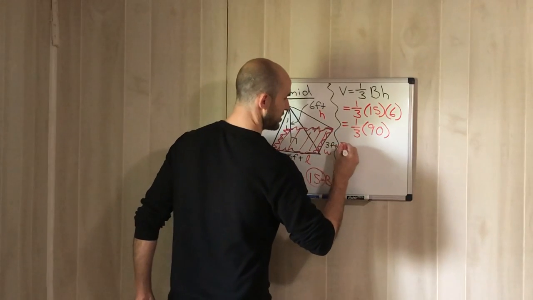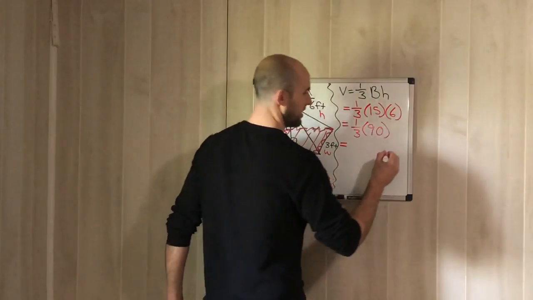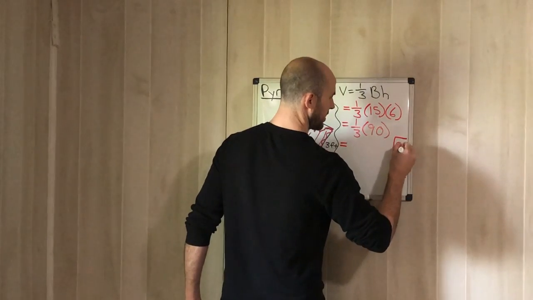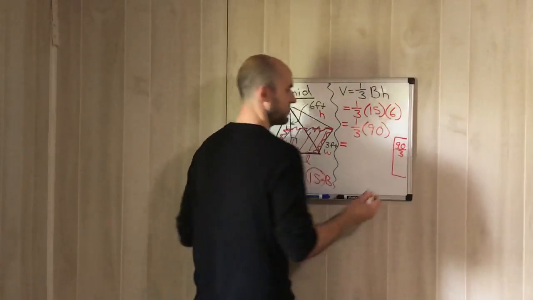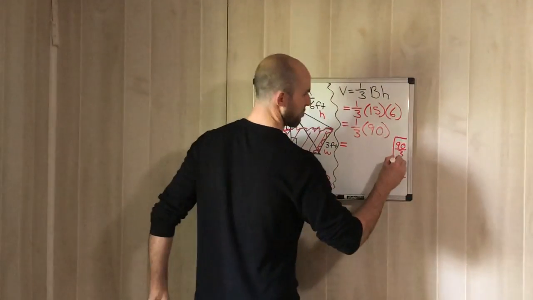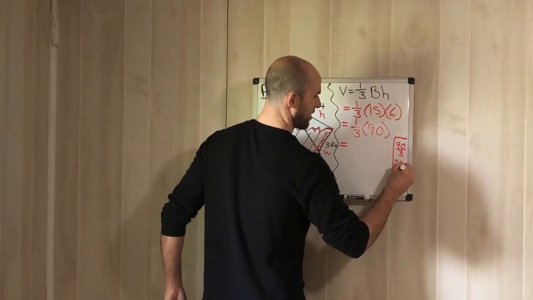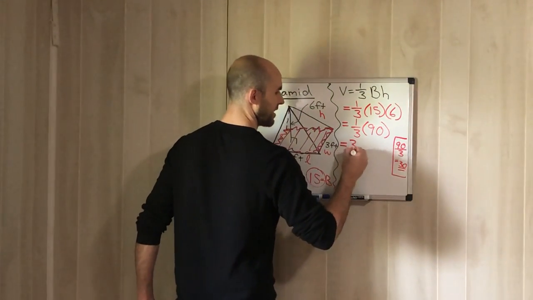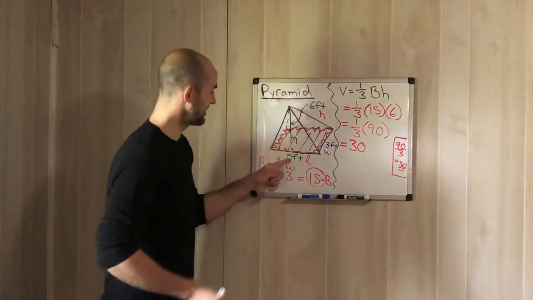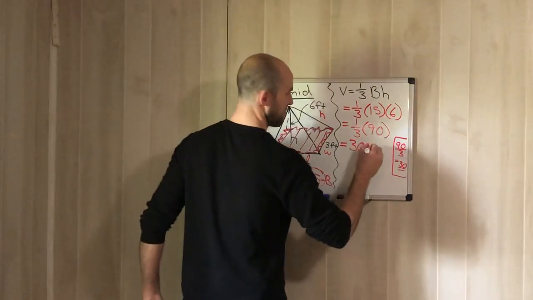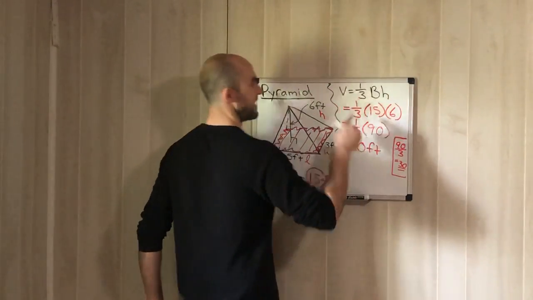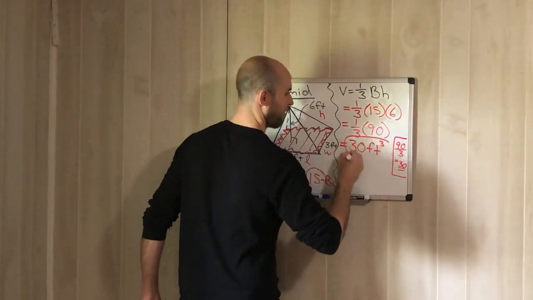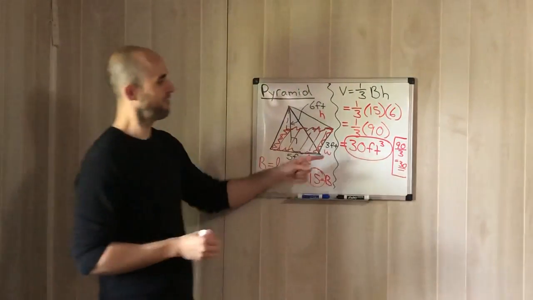And again, whenever you see 1/3 of 90, just think of 90 divided by 3, because since it's 1/3, it's 90 divided by 3, and 90 divided by 3 is 30. So a third of 90 is going to end up giving us 30. And since we're dealing with feet, it's going to end up being 30 feet. And since it's volume, it's going to be cubed.